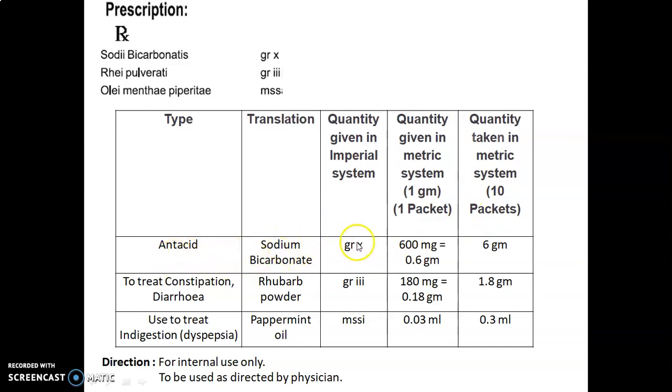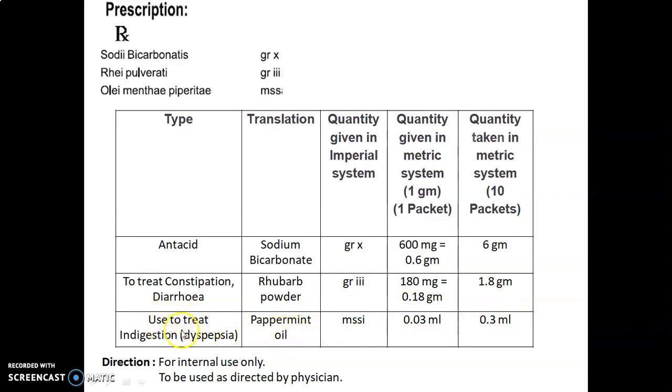Sodium bicarbonate, used as an antacid, quantity given in the imperial system is grain X. As we know, 1 grain is equal to 60 milligram, so 60 into 10 is equal to 600 milligram, which is 0.6 gram. And quantity taken in the metric system for preparing 10 packets, that is 10 gram, is 6 gram. This quantity should be calculated with the help of the factor. Rhubarb powder, used to treat constipation and diarrhea. Quantity in the imperial system is grain 3. So 1 grain is 60 milligram, 60 into 3 is 180 milligram, which is 0.18 gram. Quantity taken in the metric system is 1.8 gram.